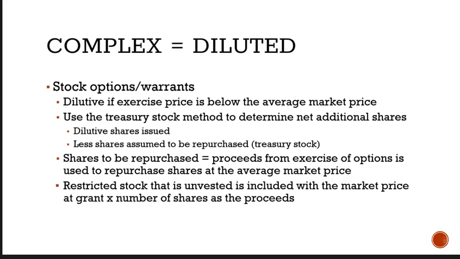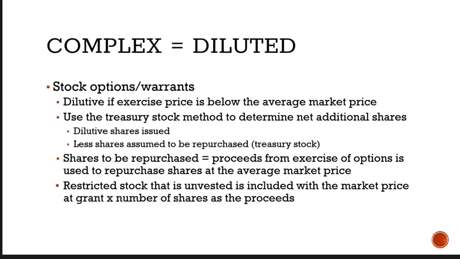So if they're dilutive, meaning that the exercise price is below the average market price, then we're going to use what's called the Treasury stock method to determine how many additional shares we're going to add to the bottom of our EPS calculation, our weighted average shares outstanding from basic, or how many shares we're going to add to that. Nothing having to do with stock options affects the top or the numerator of our calculation, only the denominator or the bottom.